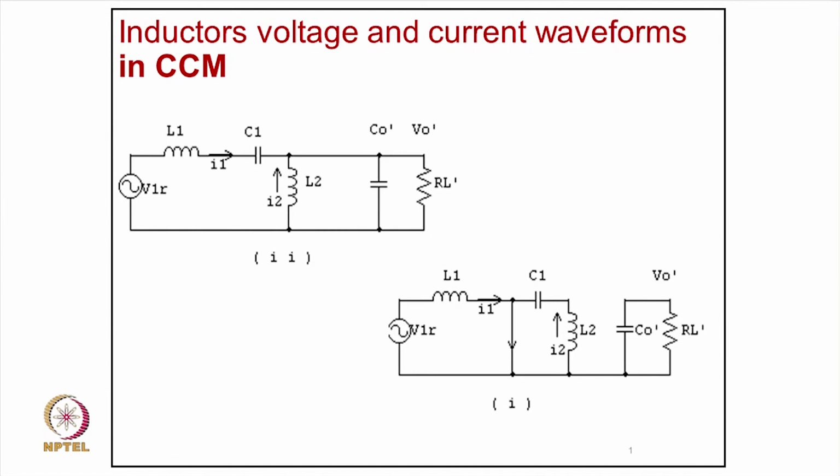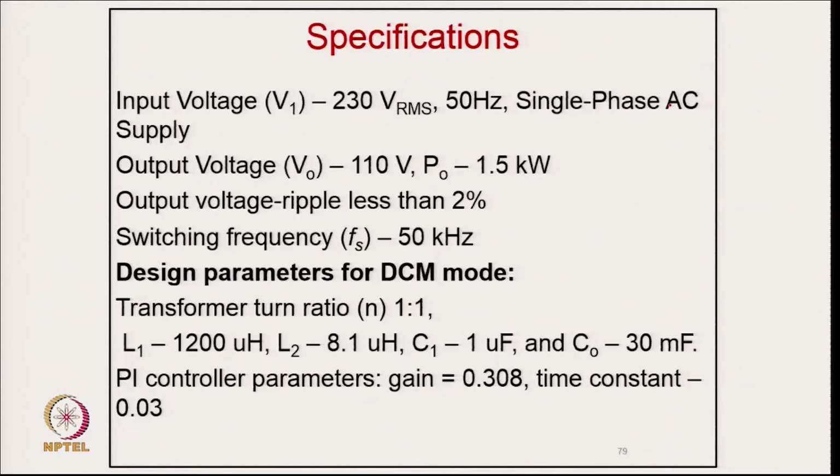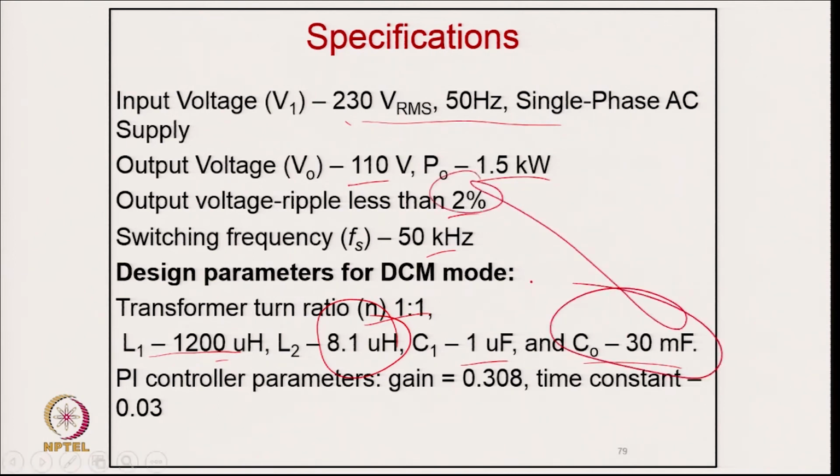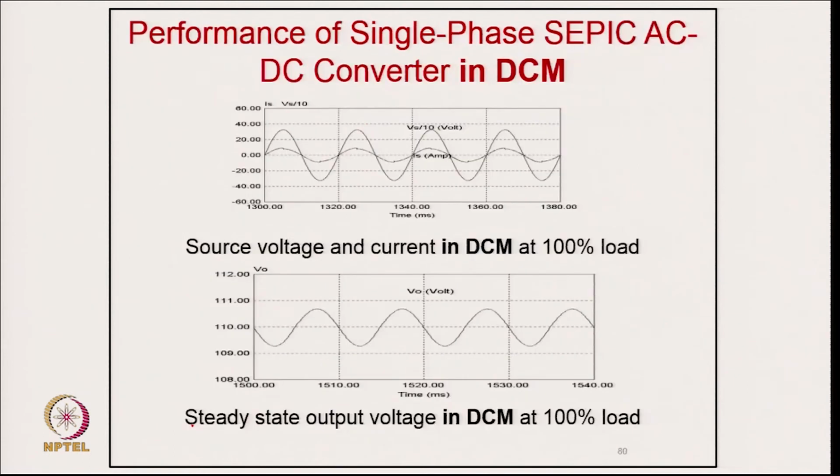And here we typically have two modes of operation: device conducting and diode conducting. This is the design with 230 volt, 50 hertz input, 110 volt output, 1.5 kilowatt, 2% ripple, 50 kilohertz, and turns ratio 1:1. Here you can also see that for discontinuous mode we are designing only the output inductor; this is for continuous conduction. The energy transfer capacitor is only 1 microfarad and the output capacitor for 2% ripple is typically 30 millifarad. These are the controller gains for this design.